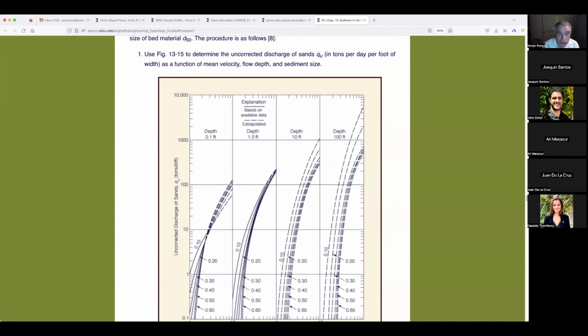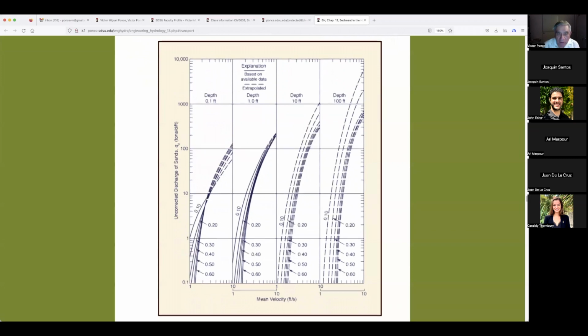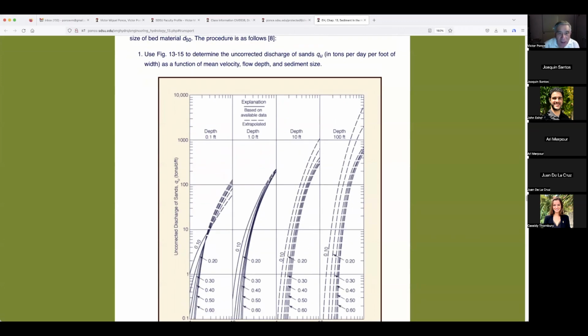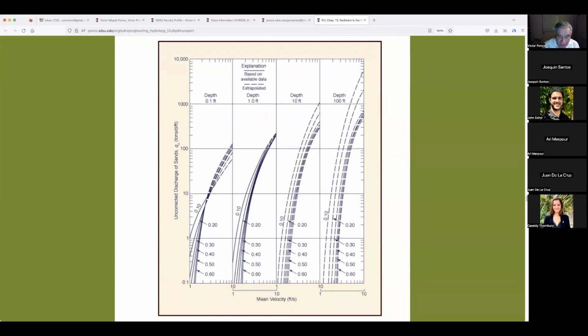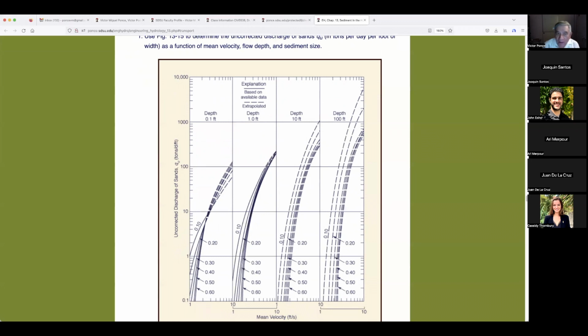13-15 to determine the uncorrected discharge of sands, Q sub U, uncorrected discharge of sands. That's in the ordinates, in tons per day per foot. It's not very clear there, in tons per day per foot. It's a function of mean velocity, flow depth, and sediment size. That means the hydraulics and sedimentology. We have the sediment size, we have the mean velocity, and we have the flow depth. We should get that. The sediment size is measured in the laboratory.